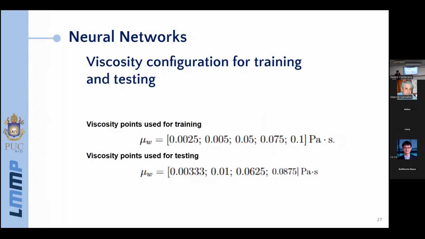So about my training and testing, well, the training of my neural networks was considered at 5 different viscosity points for the viscosity of the invading fluid. I had the viscosity of the water as 0.0025, 0.005, 0.05, 0.075, and 0.1 Pascal seconds. And the viscosity points used for testing were the 4 points in the middle of those 5 points. And the metrics that I computed considered those 4 points.